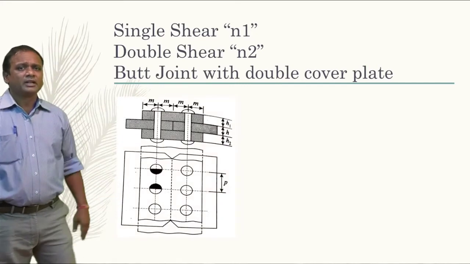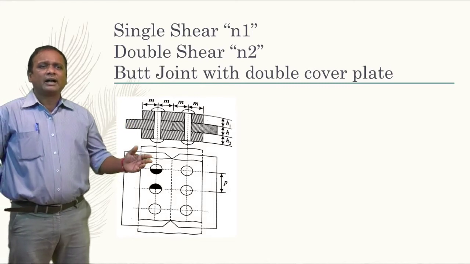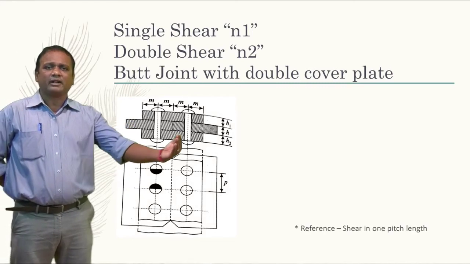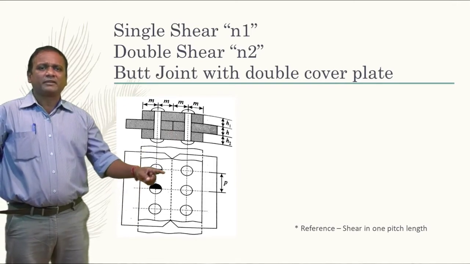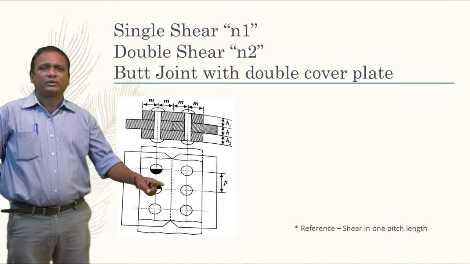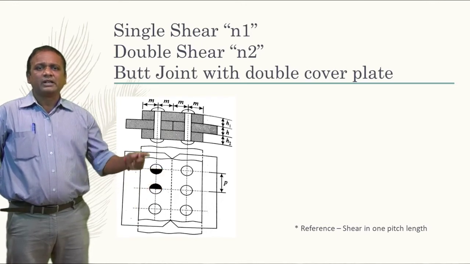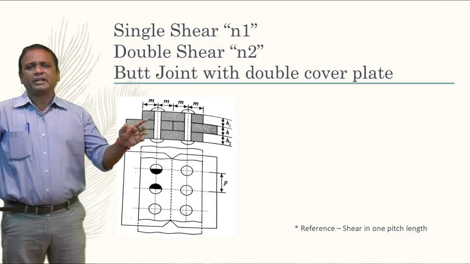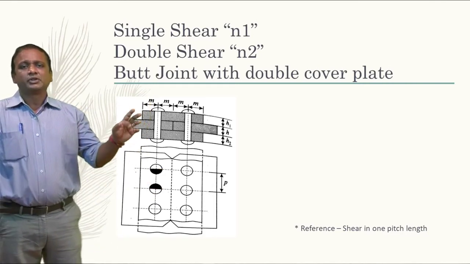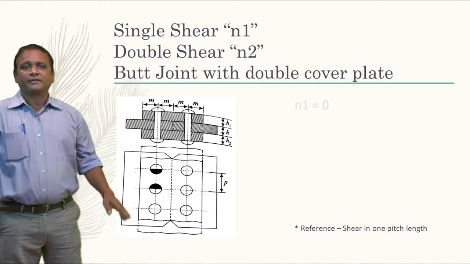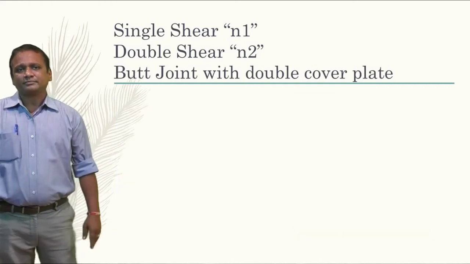You can see here a double cover plate, and again I say it's in a chain arrangement. I will consider this part of the plate. Whenever I reference a one pitch length, in one pitch length you can see half of a rivet over here and half of a rivet here, and from a front view you can conclude that there won't be any single shear. My rivet doesn't undergo a single shear here. Surely my rivet will undergo a double shear. Therefore N1 is equal to 0 and N2 is equal to 1.